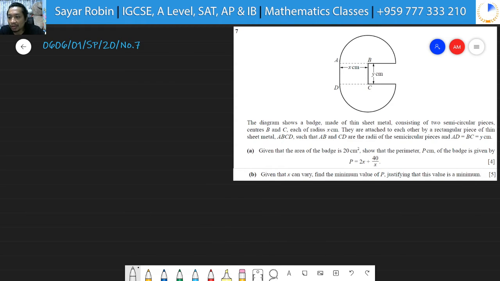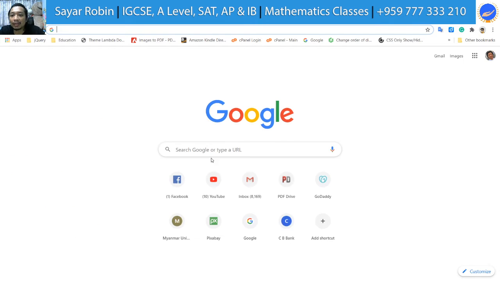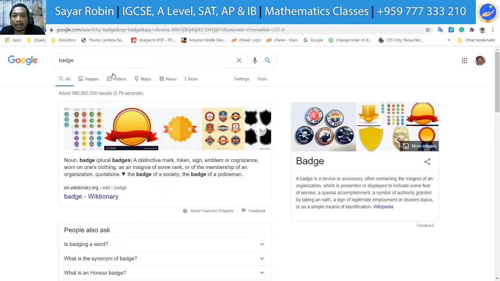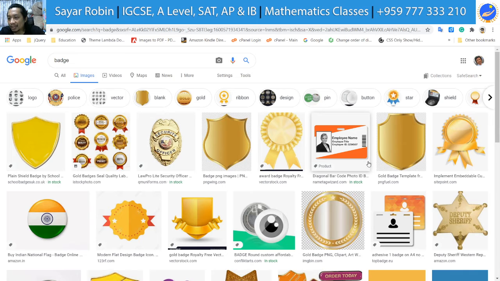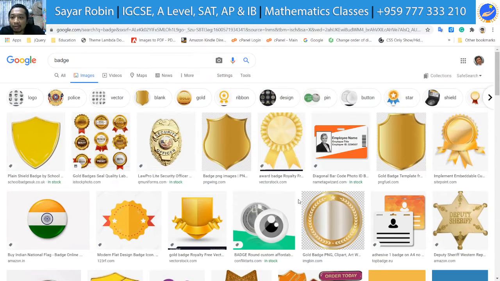What is a badge? I'm going to show you that there are many badges that you might have had before in your life. Something like this. There are many types of badges with many interesting shapes. So these are called badges.